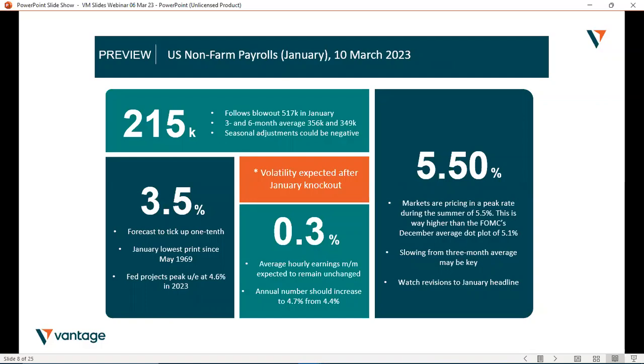So 215,000 or so would be lower, and certainly lower than that 3-month average of 356 or so.